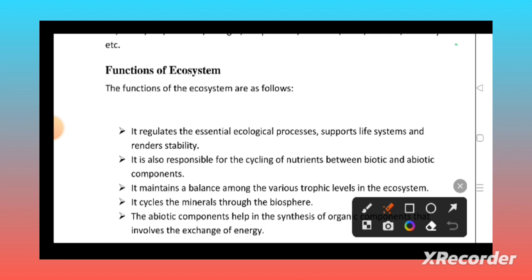As we know, the balance between the trophic levels is maintained by the ecosystem functions only, and the cycling of minerals takes place in the biosphere by the saprotrophs or decomposers, as we saw in the previous slide. The biotic and abiotic components are involved in the exchange of energy. The energy from one trophic level to another is exchanged with the help of decomposers.